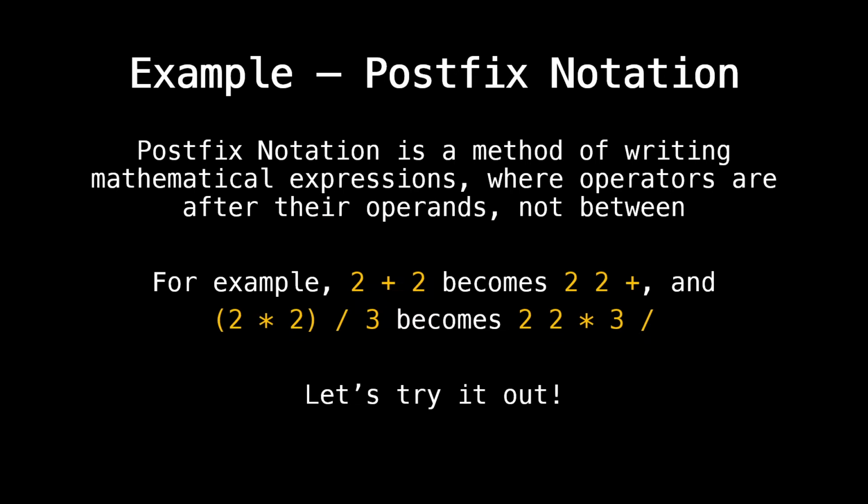So let's take the example of postfix notation. Postfix notation is a method of writing mathematical expressions where operators are after their operands and not between. So for example, typically we might see 2 plus 2. Well, what that becomes is 2, 2, and then a plus. And for example, if we had 2 times 2 and then divided by 3, that becomes 2, 2, times, 3, divided by. So let's try it out.